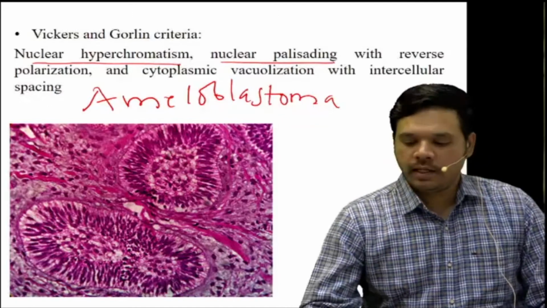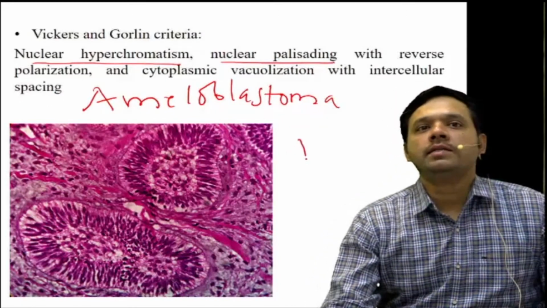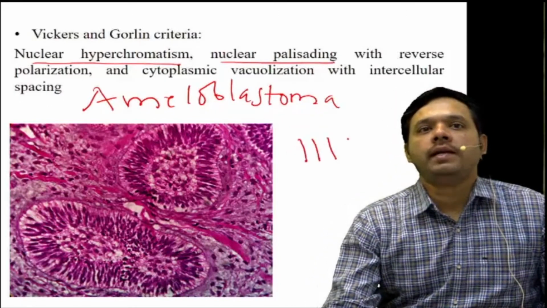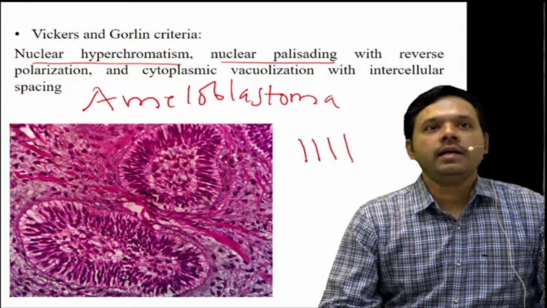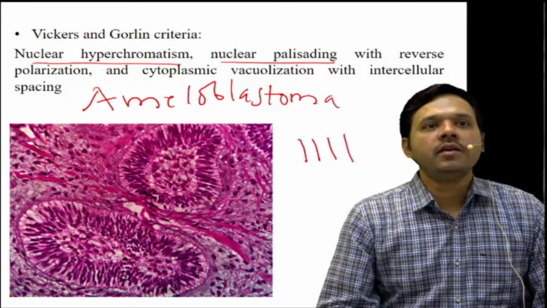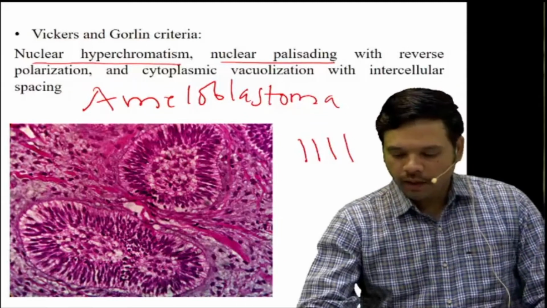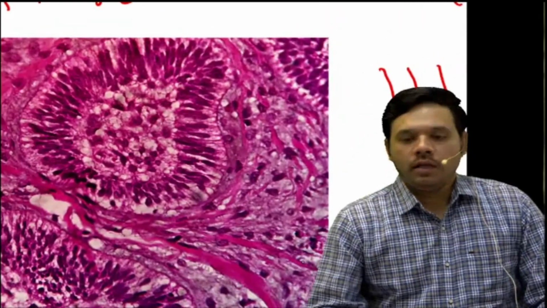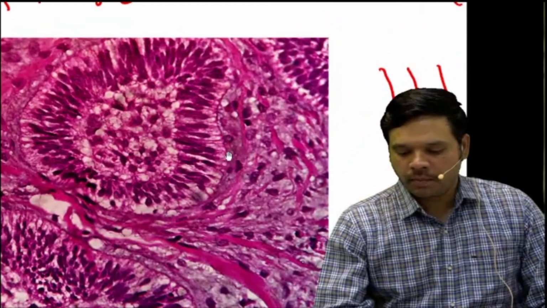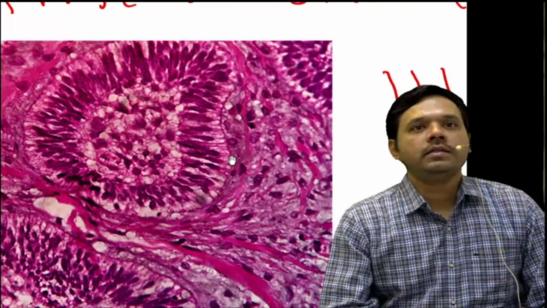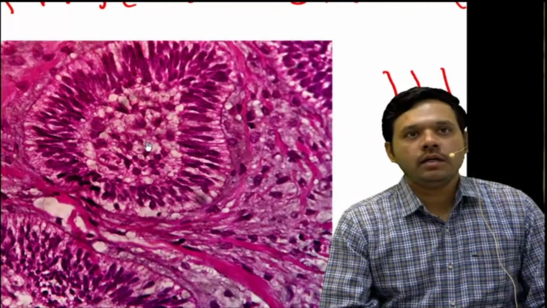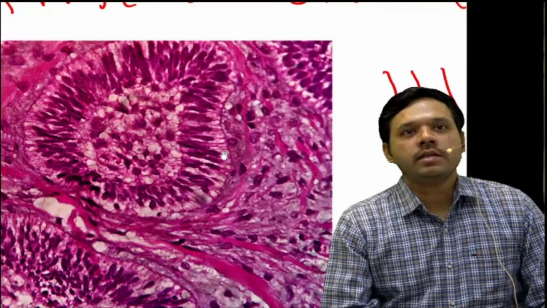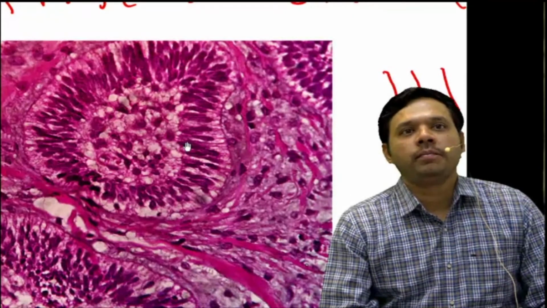What do you mean by palisading? If nuclei are present at the same level, that is called palisading. So it is a palisading nucleus and it is showing reversal of polarity. Let me zoom this part and show. This is the basement membrane, and this is towards the lumen. Here, you can see this nucleus is not seen towards the basement membrane. It has shifted away from the basement membrane.